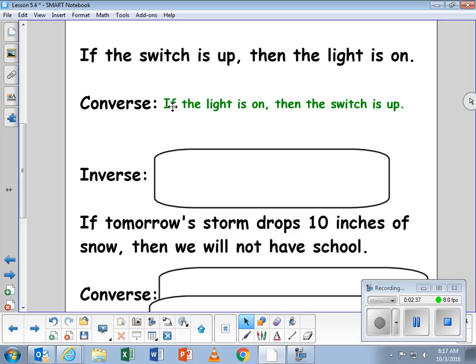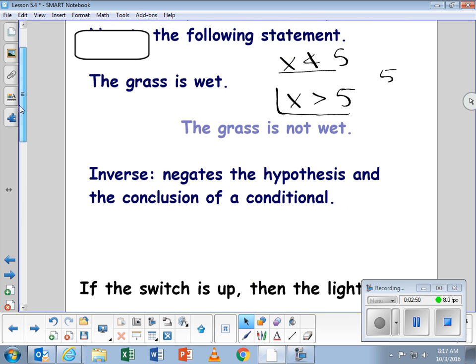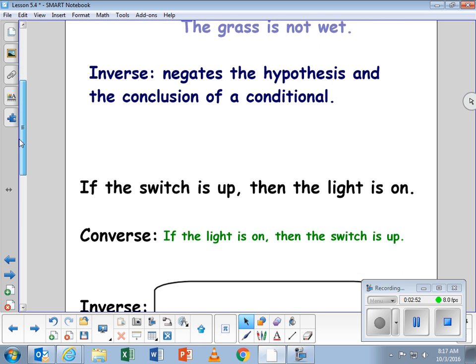What happens to the hypothesis and the conclusion in the converse? They switch. So we had the switch is up, we had the light is on, and we switch places with them. The light is on, then the switch is up. Okay? So right after the grass is wet, we start talking about inverse.